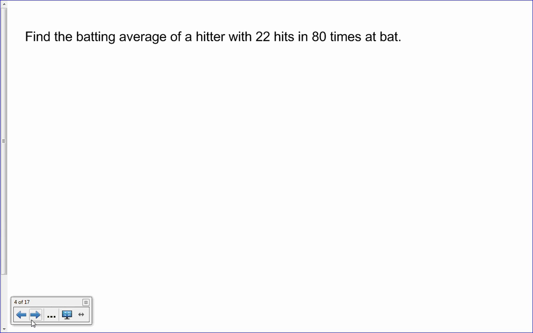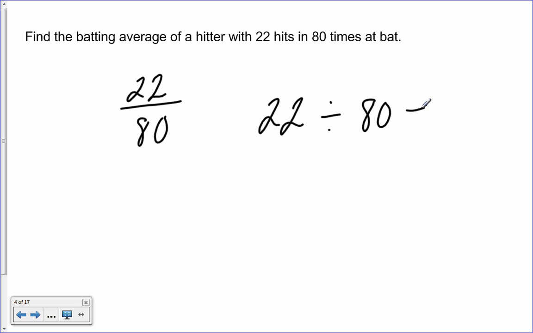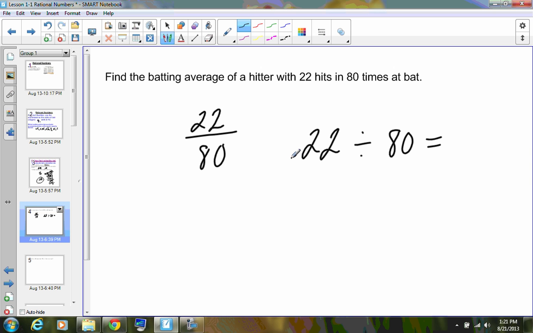So let's look at another one. Find the batting average of a hitter with 22 hits and 80 times at bat. Again, it's the number of hits over the number of times at bat. So let's use our calculator for this one. If I wanted to plug this operation into my calculator, I'm going to first hit 22, hit the division sign, and then we're going to type 80. Put that in on your calculator right now and see what you get.